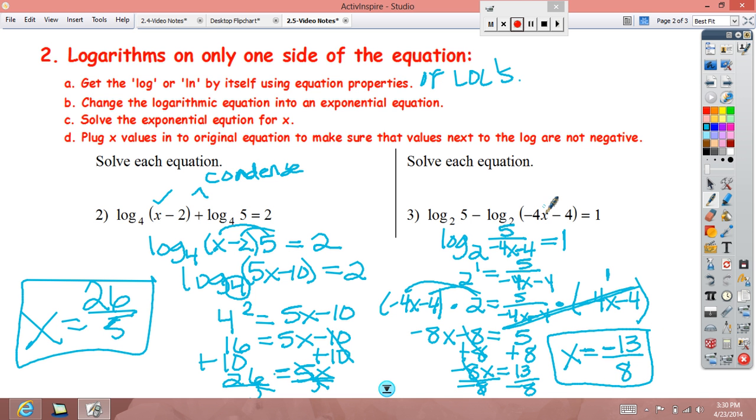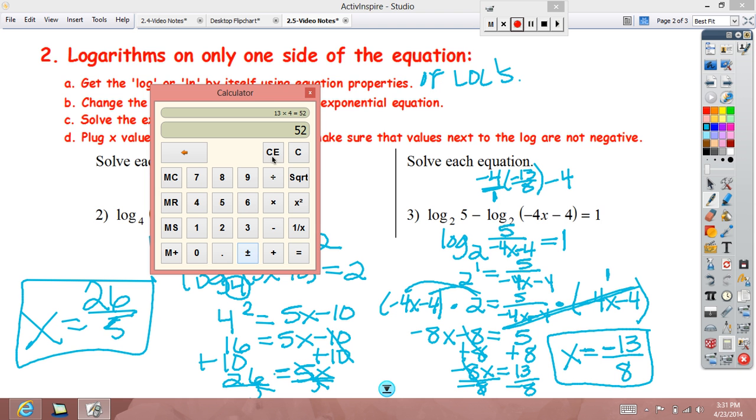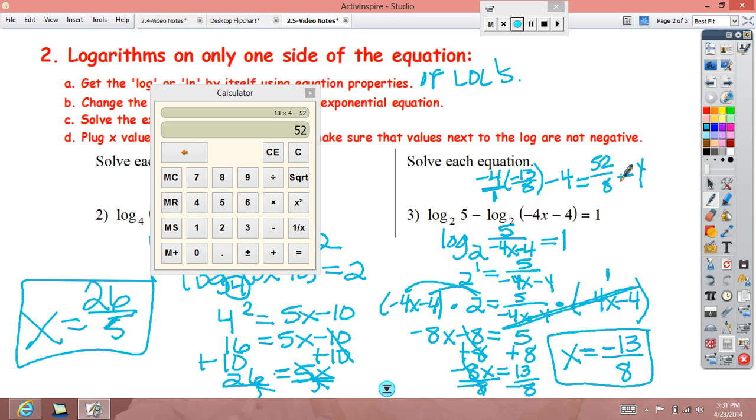Okay, again, I need to check to make sure that when I multiply up here, this is not going to turn out negative. Here I don't have an x term, so I plug negative 13 over 8 in here. Well, here is going to turn out to be positive, but I need to make sure that this is a bigger number than 4. Well, when this multiplies, 13 times 4 is 52, right? So this is going to give me 52 over 8 minus 4. 52 divided by 8 gives me 6.5. So 6.5 minus 4 is going to turn out to be positive, and so this answer works. Okay?